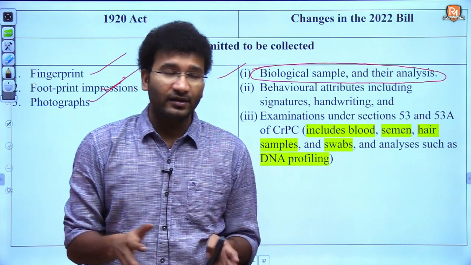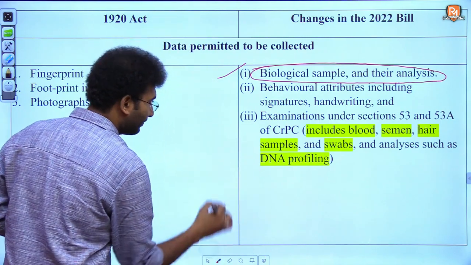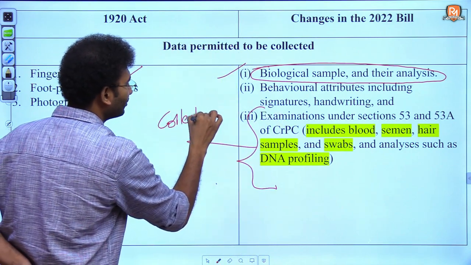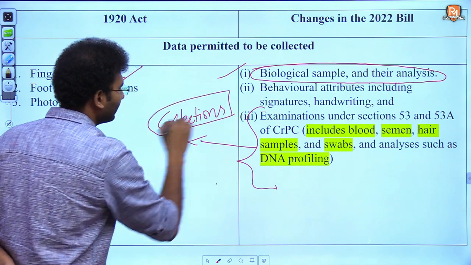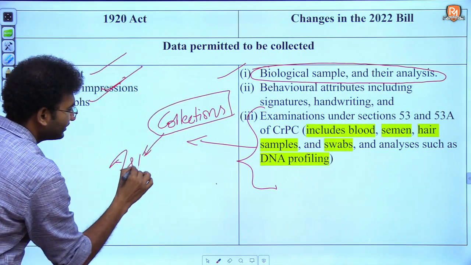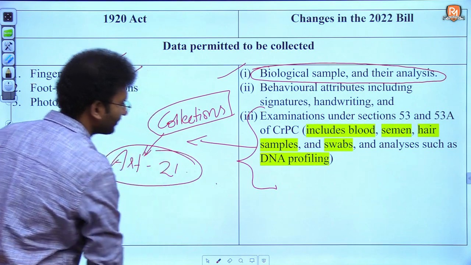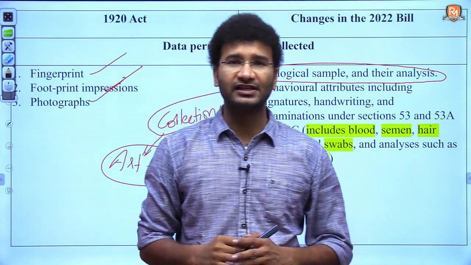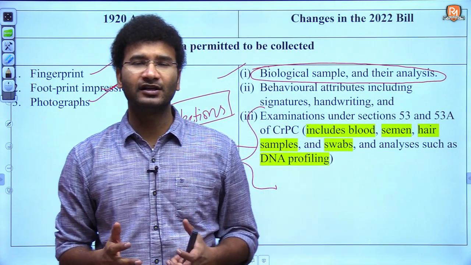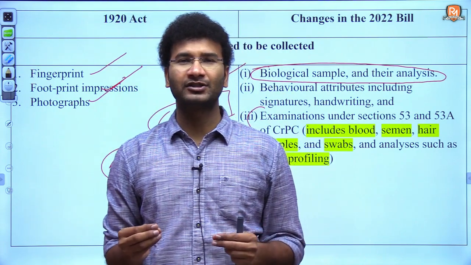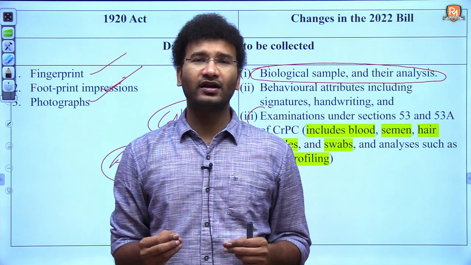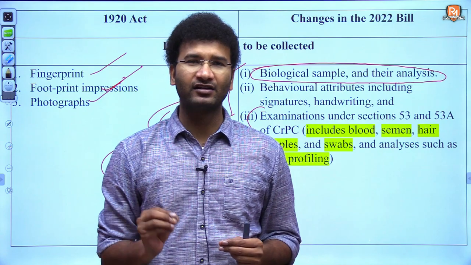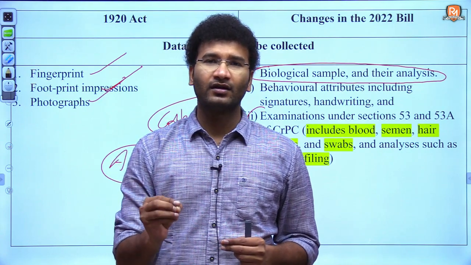Now, this particular part which talks about the collection of samples, it is said that it is abridging Article 21 of an individual, right? Article 21 says right to life and personal liberty except according to the procedure established by law. And there is a case called the Puttaswamy case which says that the right to privacy is your fundamental right and it is part of your right to life.